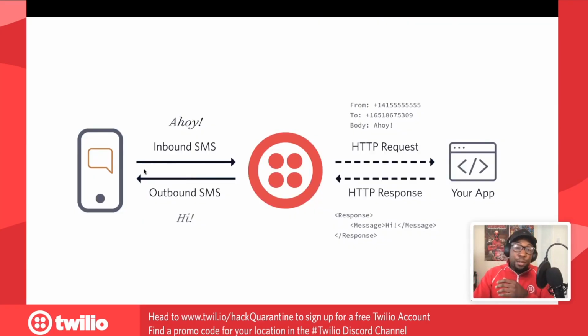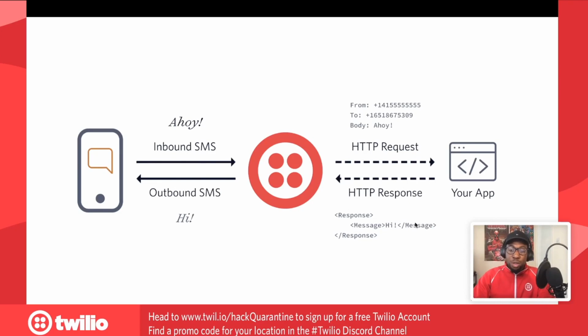Here we have a user, right? And the user may send an SMS to a phone number. Here is an SMS that says ahoy. And what Twilio does is Twilio takes that and uses it and then makes an HTTP request to the app that you build. Now your app will do the amazing magic it does and send a response.